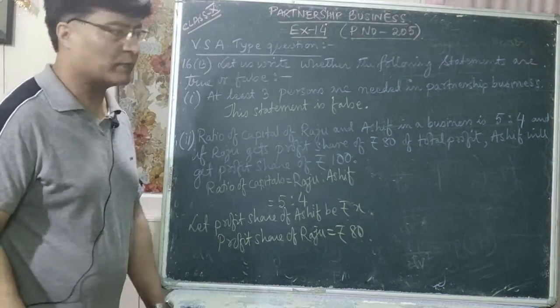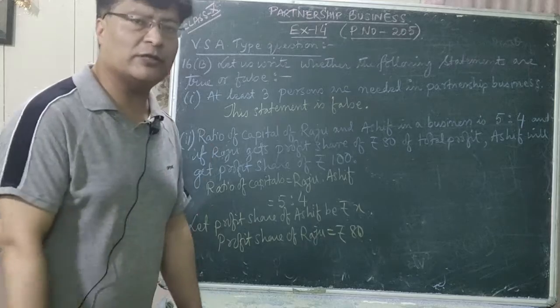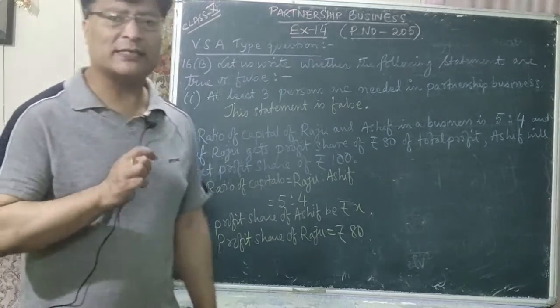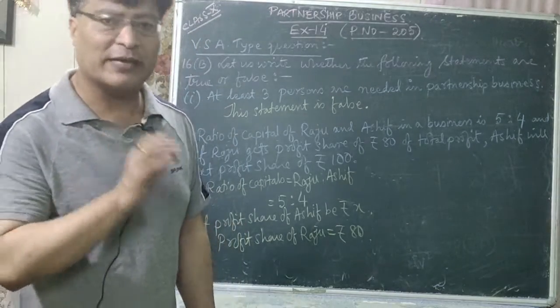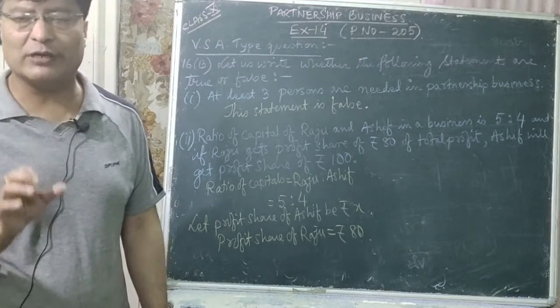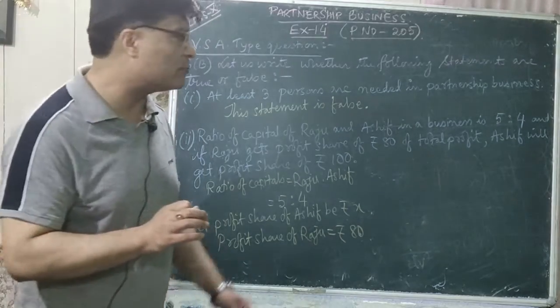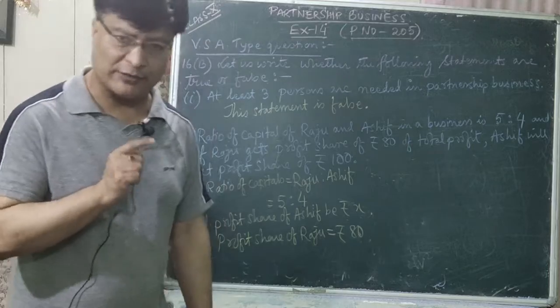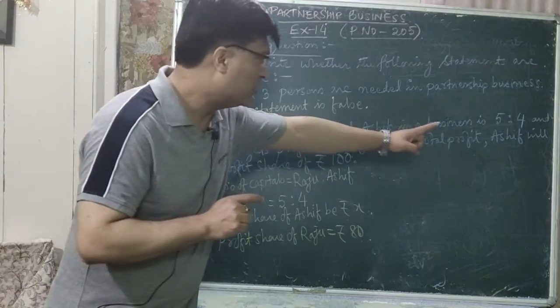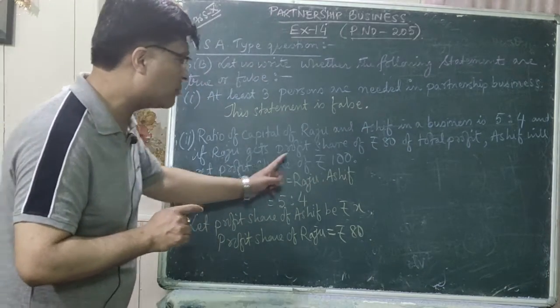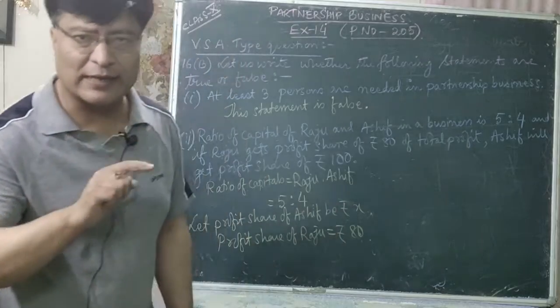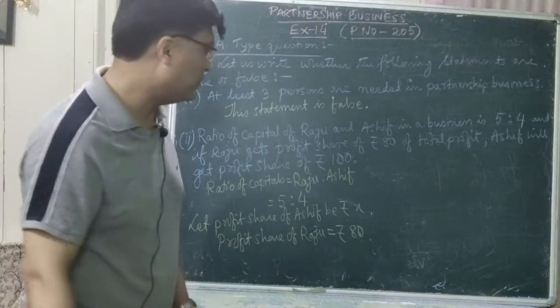Is that clear now? So now you have to find out the ratio of profit. So you know that there is a formula that ratio of capitals is equal to ratio of profit. So using this formula you can get the share of Asif and you can check whether Asif will get a profit share of rupees 100. Is it correct or wrong? You can check it.